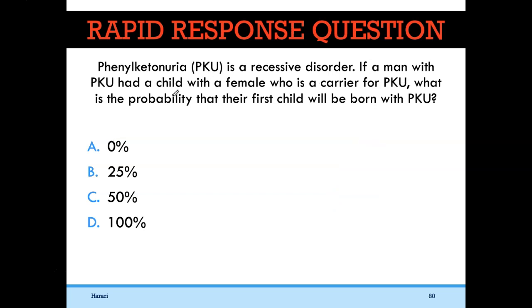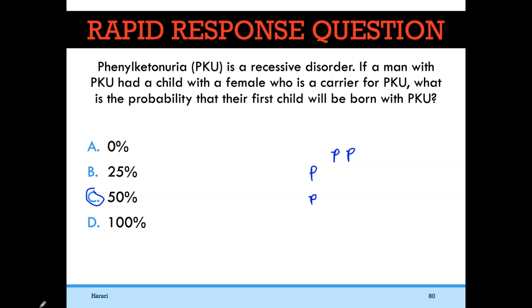If a man with PKU had a child with a female who is a carrier, so that's little p, little p times big P, little p, we would see that 50% of their children would have PKU. So the answer is C.